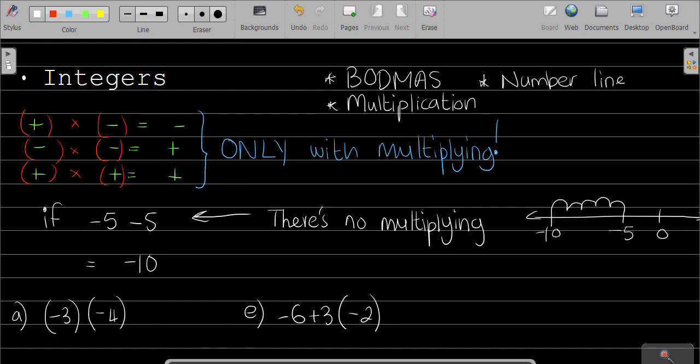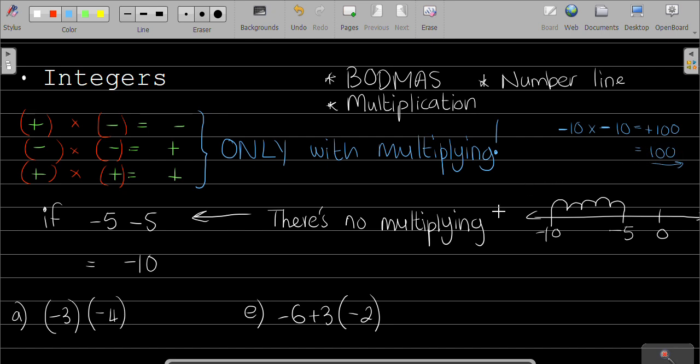I wasn't planning on doing this, but just a quick example. If I have negative 10 times negative 10, what will that equal? A negative times a negative will give me a positive 100. So in the actual test, you don't need to write that plus sign. Your final answer is just 100, and that implies that it is positive.